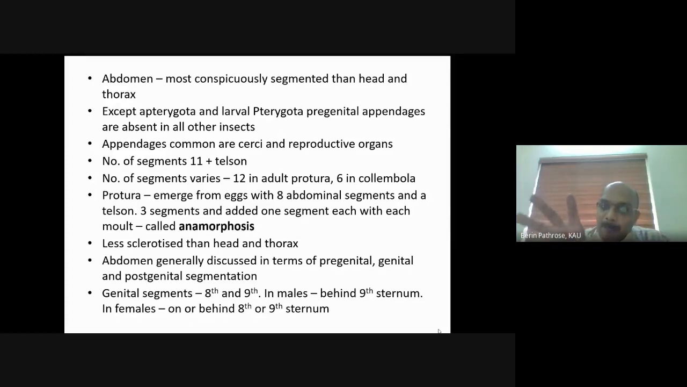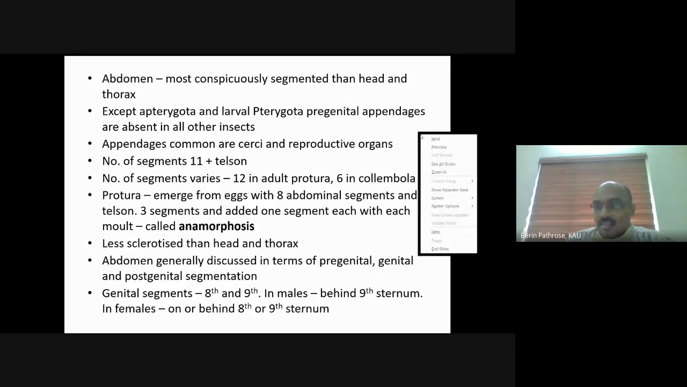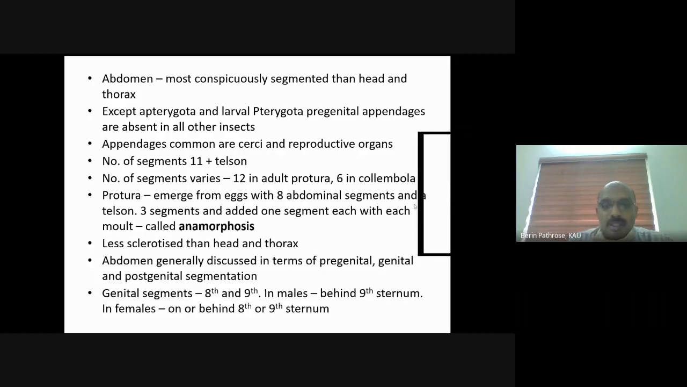If any appendage is present in the pregenital segments, those appendages are called pregenital appendages. In most insects, we don't see any pregenital appendage. In certain primitive insects, and in certain larval pterygotes, that means the larval stages of winged insects, we can see pregenital appendages, that means appendages before the genital segments.